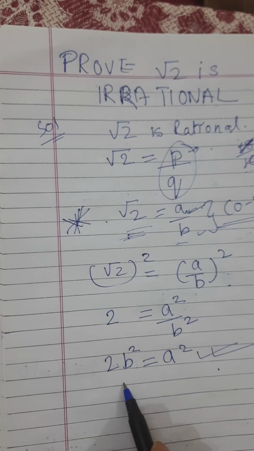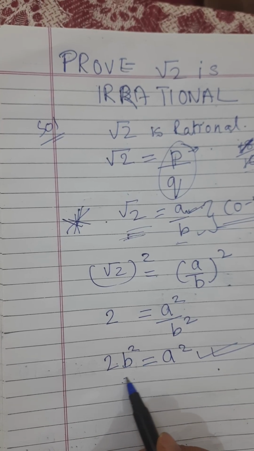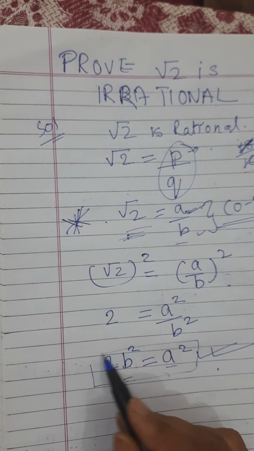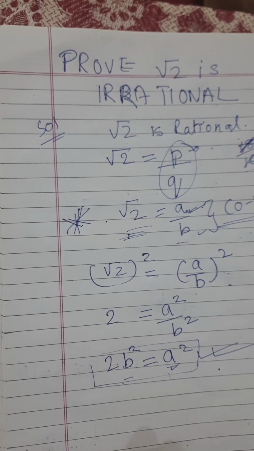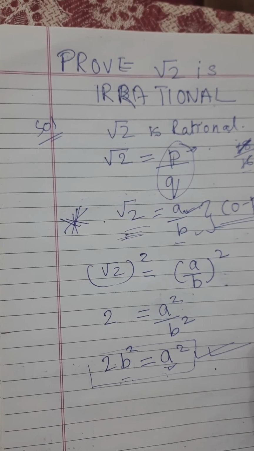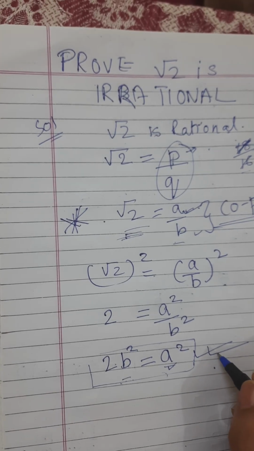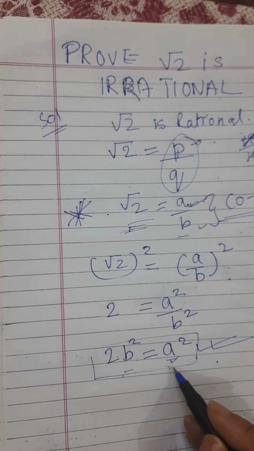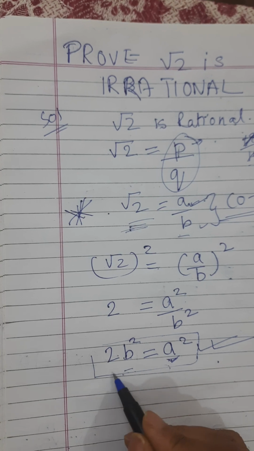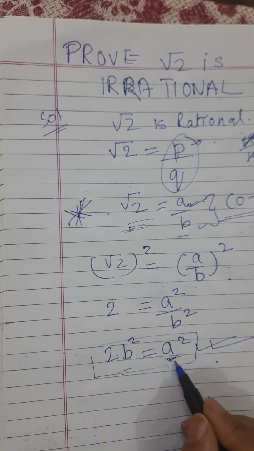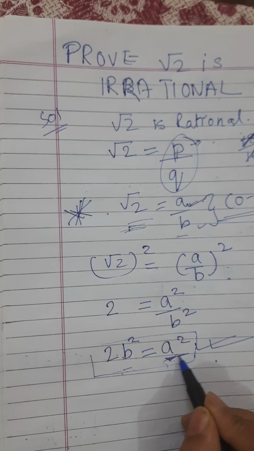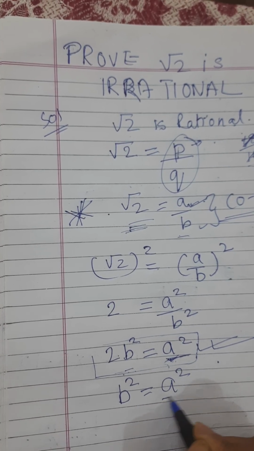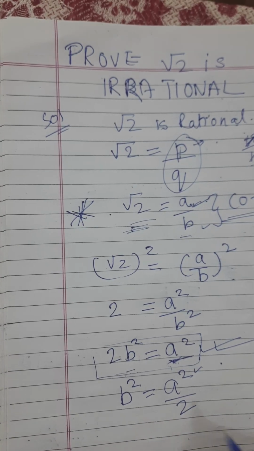So now what does this say about b square and a square, right? This particular term means that a square is divisible by 2. Let's see how you can show it. Now what does it show you here? That a square is divisible by 2. Okay, so you can write it like this also, a square by 2, that is a square is divisible by 2.